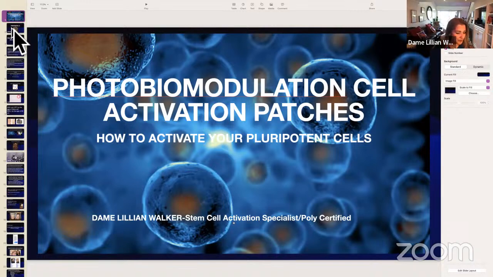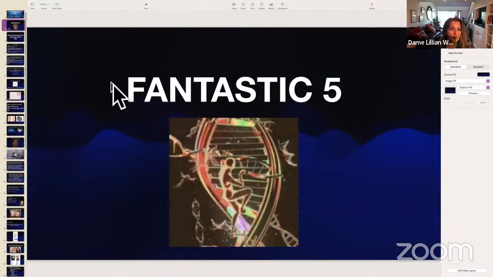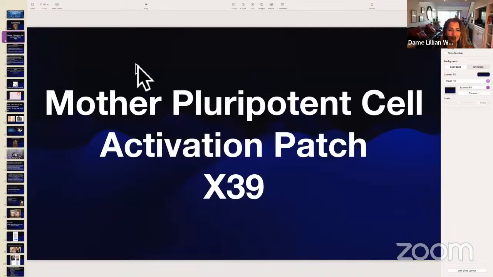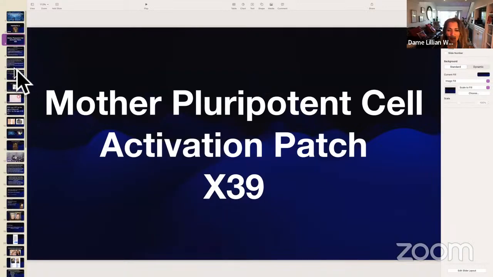All right, so let's talk about these patches. And here we're going to be talking about the Fantastic Five. We are going to be talking about the mother pluripotent cell activation patches, also known as phototherapy or photobiomodulation patches. I sometimes just call these cell activation patches.